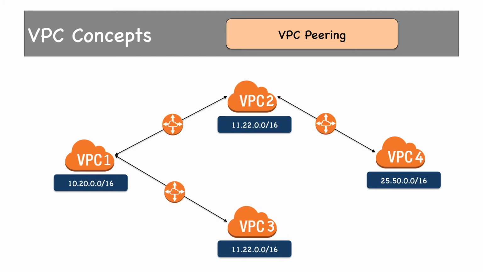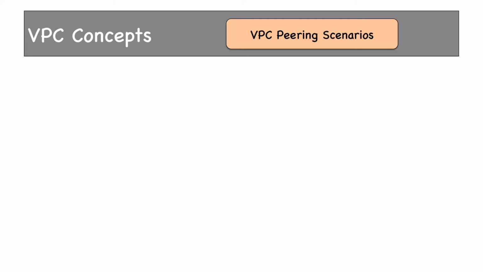And these 2. Even though VPC 2 and VPC 3 are connected to VPC 1, they cannot talk to each other via VPC 1. This is called transitive peering, and this is not supported. If you want VPC 2 and VPC 3 to talk to each other, then you'll have to create a peering connection between these 2. Let's look at some scenarios now, a few complex ones.